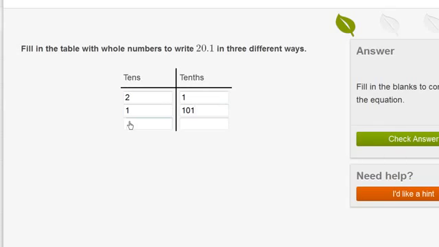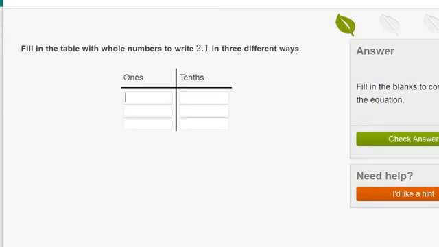So now let's go again. What happens if we take all the value in the tens place? So now we have 2 tens, or 20 to play with. Well, 20 is how many tenths? Well, you have 10 tenths per one, so 20 is 200 tenths. And so you take the 200 tenths that you took out of the tens place, add it to the 1/10, and you have 201 tenths.